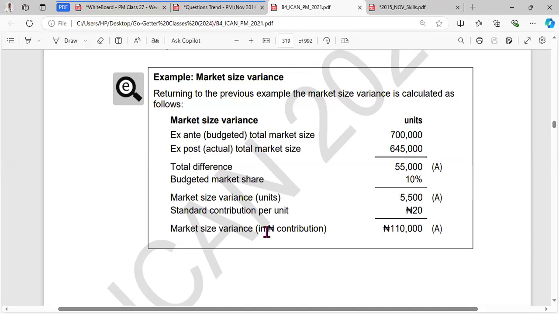So market size variance is something that is not controlled by the company. This is the market size variance. Okay, this is the budgeted market share of 10%. So this is the market size variance.